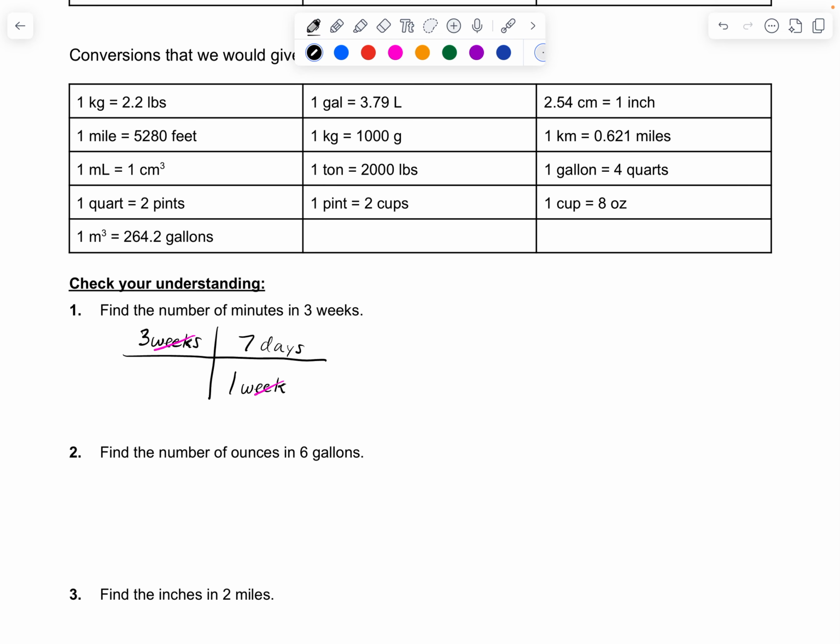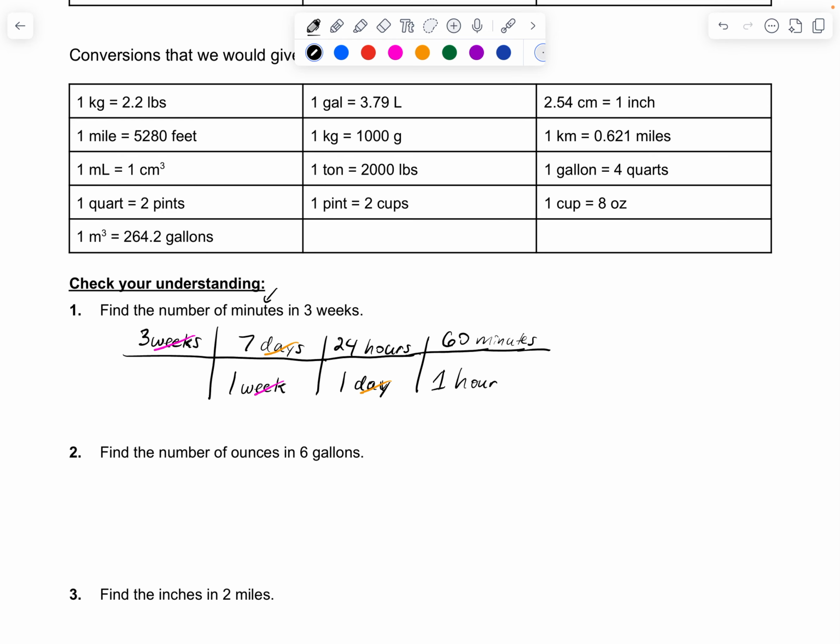When I do that, I end up crossing out my units of weeks. Now I don't want days, it's asking for minutes, so I'm going to keep going. I'm trying to get rid of days, so I'm thinking about how many hours are in a day. 24 hours are in 1 day, and again, that will allow me to cross out the units for days. Again, I want minutes, so I'm going to keep going and put 1 hour down here, and there are 60 minutes in 1 hour.